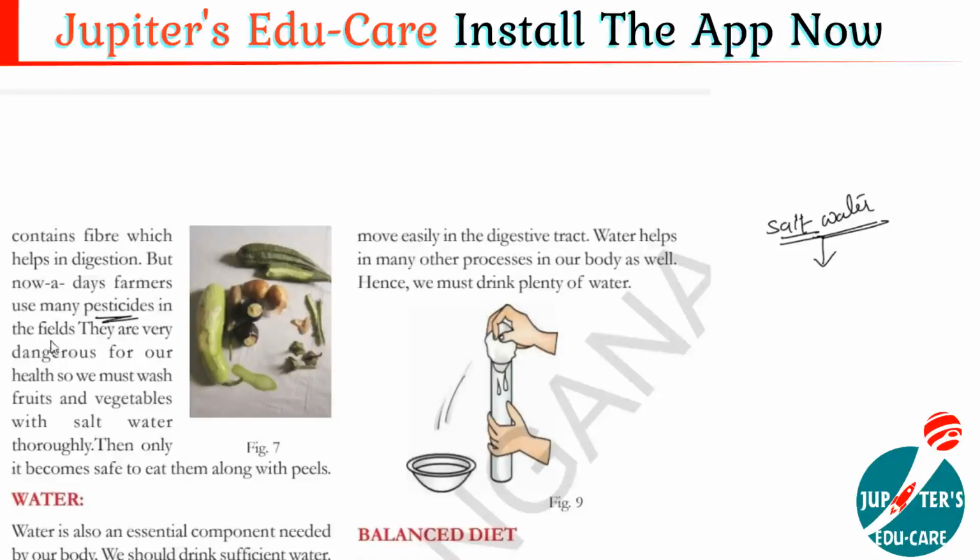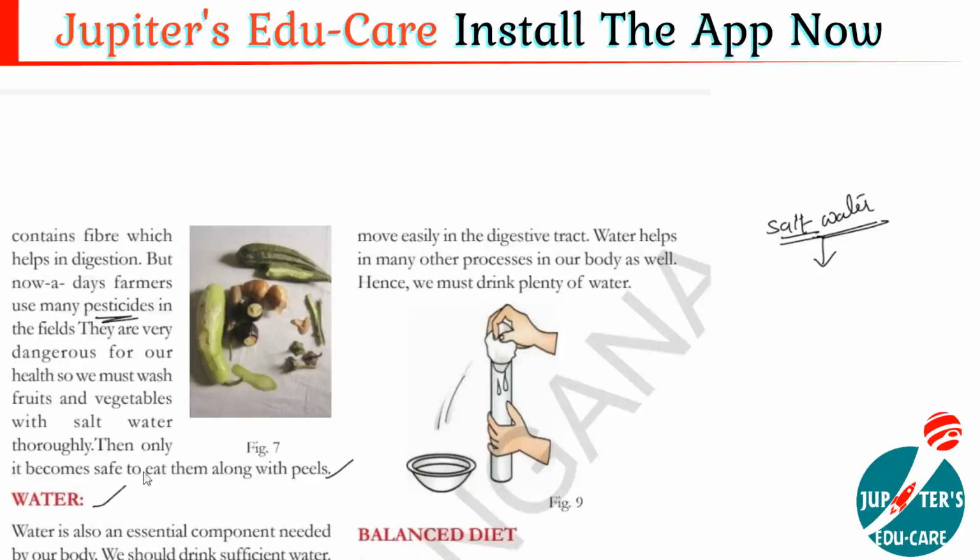See here, pesticides in the feeds are very dangerous for our health. So we must wash fruits and vegetables with salt water thoroughly, then only it becomes safe to eat them along with the peel. This is very important, you need to follow this. This is about roughages. I hope you understood about roughages.